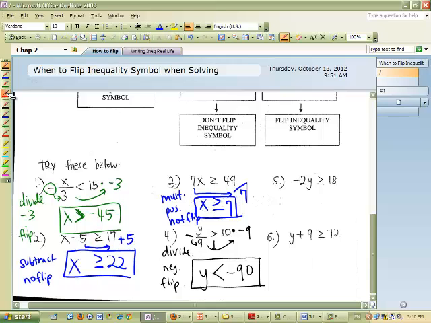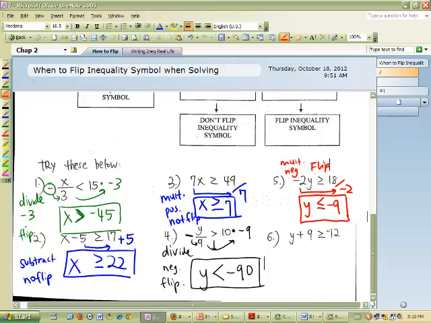Number 5, I'm going to look at the negative 2. It is multiplying with a negative, which tells me I need to flip the symbol. So I'm going to flip it, make it less than or equal to. There's my y on the left side. I bring the negative 2 over here, do the inverse, which is to divide by negative 2. And I do want to apologize if I am going a little quickly, but this is a review video where we are reviewing inequalities, and mostly the flipping of the symbols. So my answer for 5, y less than or equal to negative 9.